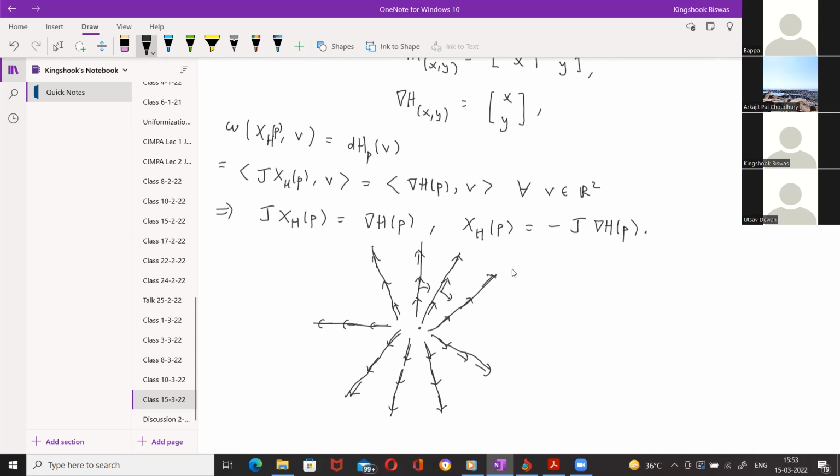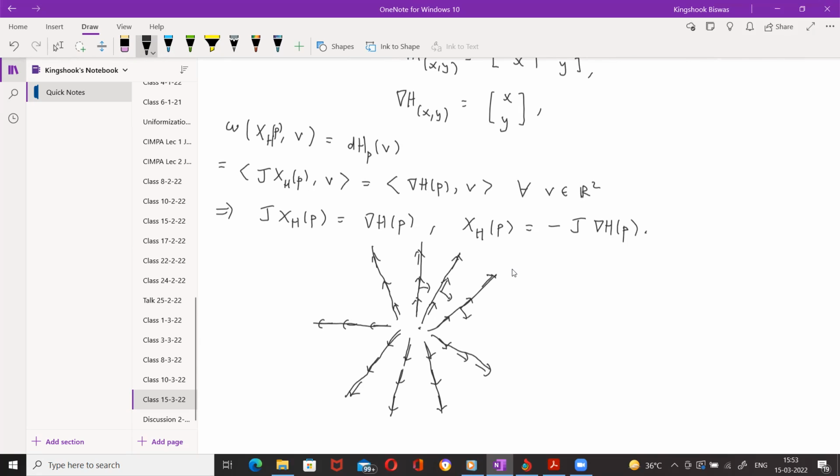What happens if you rotate 90 degrees clockwise? What will the orbits be? Concentric circles. Right, there'll be concentric circles around the origin. So the Hamiltonian flow will be a flow of rotations, right? Is it clear? Yes.